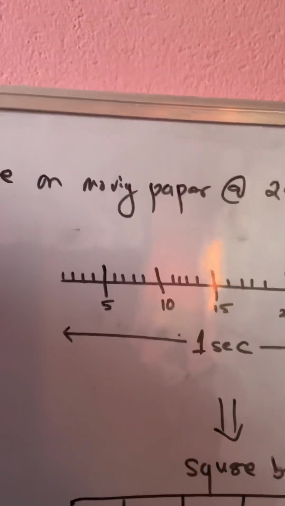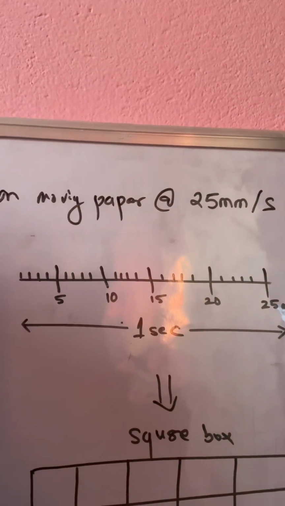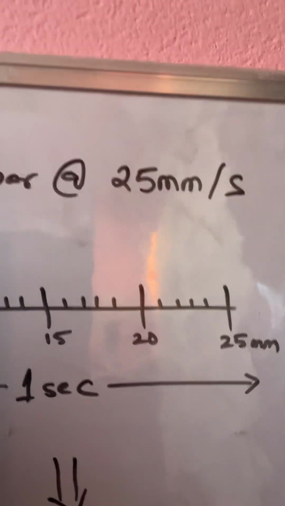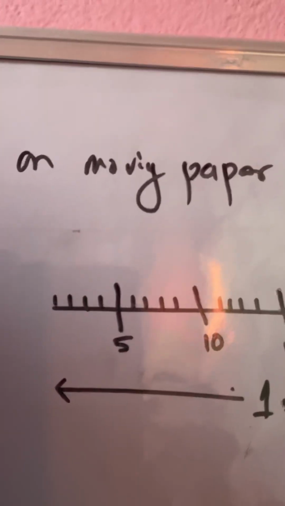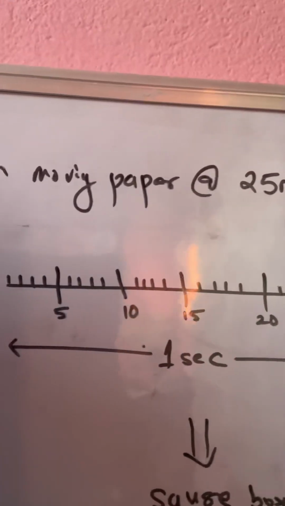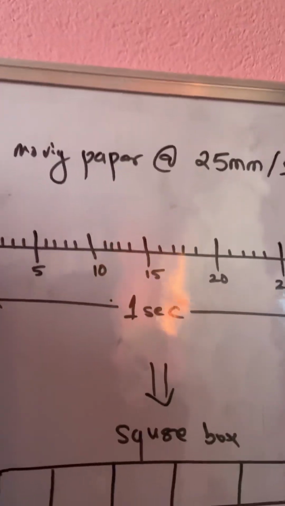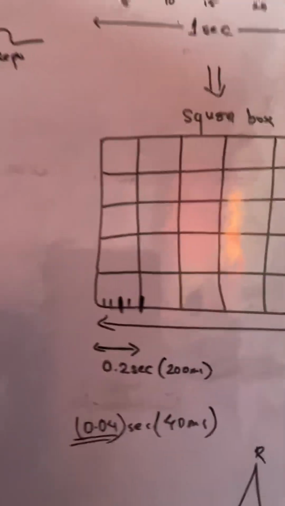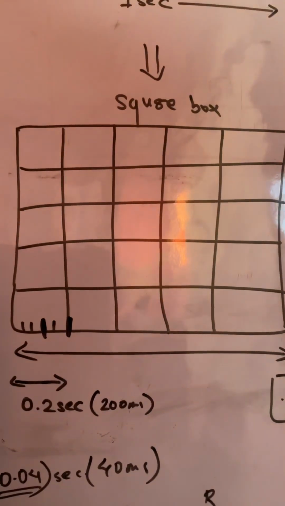So on the ECG paper, 1 second will comprise 25 millimeter. As you can see, the ECG paper will be moving at the rate of 25 millimeter per second. So 1 second will comprise 25 millimeter of the box. So there will be 5 large boxes and 25 small boxes, and there will be 5 small square boxes in one large box. So the total will consist of 25 small boxes.